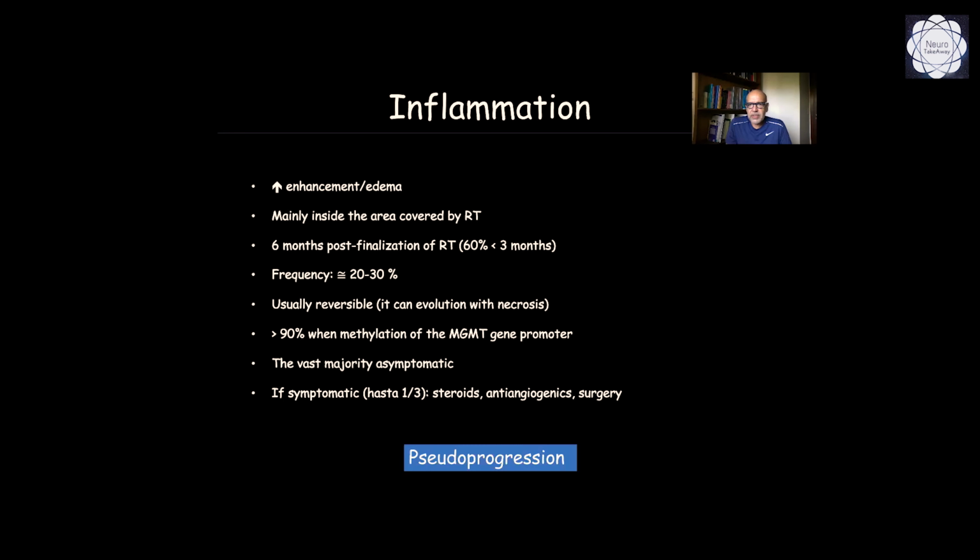More than 90% of these glioblastomas have the MGMT gene promoter methylation status. The vast majority of cases are asymptomatic, but sometimes, in up to 1/3 of cases, they can produce some symptoms. If they are severe, they can receive as treatment steroids, anti-angiogenics, or occasionally surgery.